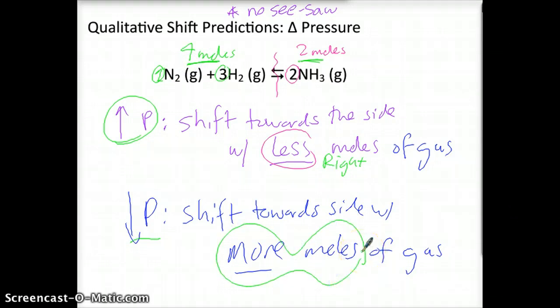It's not always going to be right if you increase pressure. It depends on the number of moles. So you have to count the moles. No seesaw, no teeter-totter with pressure. Make a note of it.